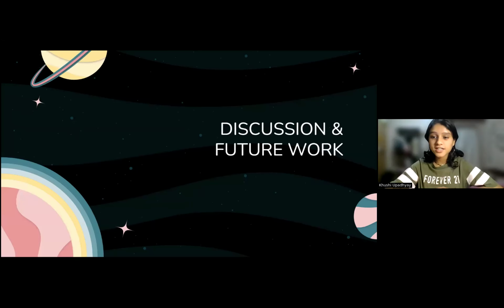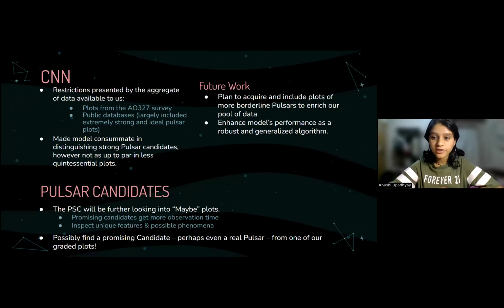So then our discussion and future work. As mentioned earlier in the CNN, we said that our CNN achieved an accuracy of 100%. But how did that work and what exactly does that mean? So during the process, one of the restrictions presented was by the aggregate data available to us, because we had access only to plots from the AO237 survey and public databases, which largely included extremely strong and ideal pulsar plots. It was super good in distinguishing the really good plots, but not as good in the less than perfect plots.